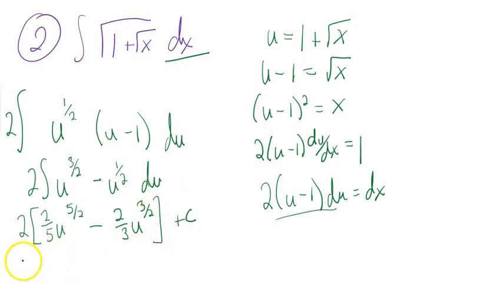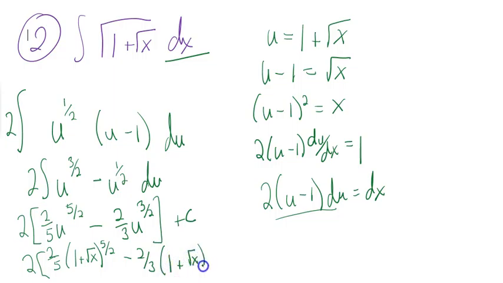And then the last step would be to plug the u back in. So again, u is 1 plus the square root of x. Here it's to the 5/2 power. Here it is to the 3/2 power. Now, if this were a multiple choice question, they may have distributed the 2 in with these fractions here. 2/5 and 2/3 would become 4/5 and 4/3.